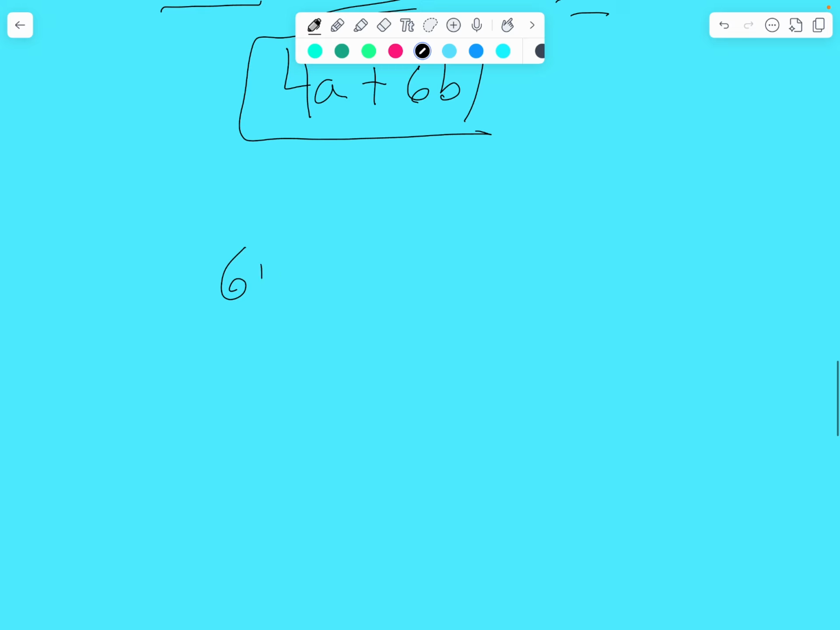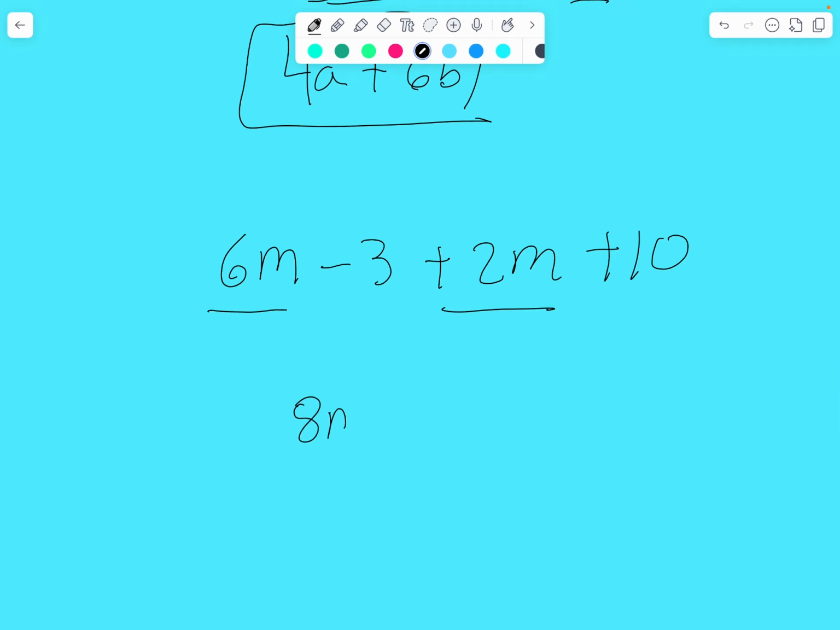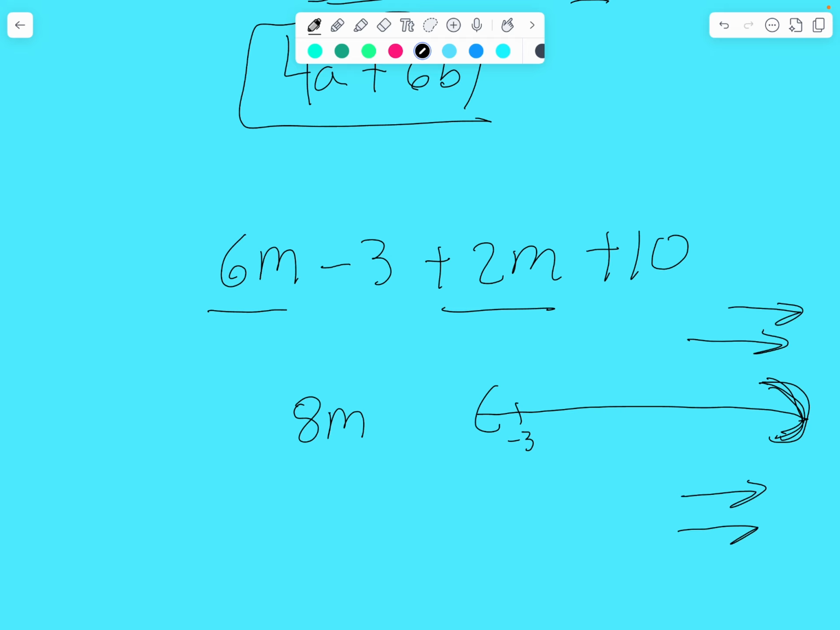What if I said 6m minus 3 plus 2m plus 10? 6m plus 2m. 6 plus 2 is 8. I'll bring down the m. Now, we have minus 3 plus 10. This may trick people, but just draw a number line. You have negative 3, and you're heading towards, this is heading to infinity. Let me be very, very clear. Anytime you see a number line, it heads to infinity. We're heading that way, to negative infinity. Here, we're heading to positive infinity.